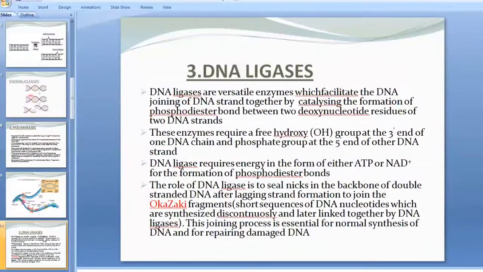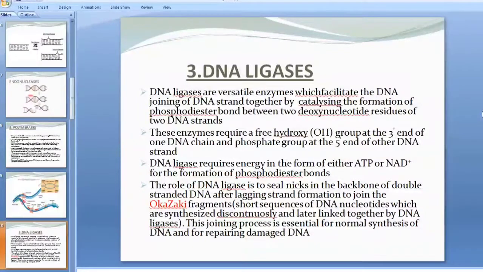Okay. Next, the third one, DNA modifying enzyme is the DNA ligases. These are the versatile enzymes which facilitate the DNA joining strand together by catalyzing the formation of phosphodiester bonds between two deoxynucleotide residues of the two DNA strands.